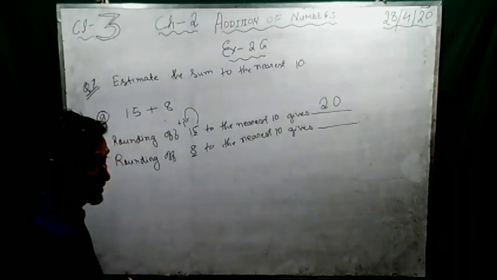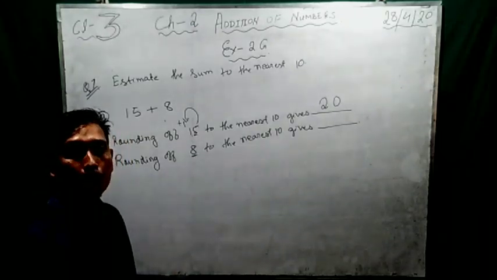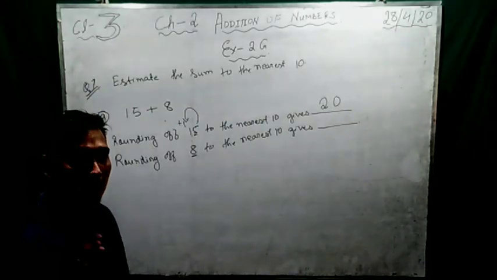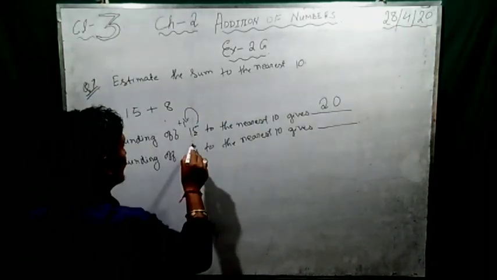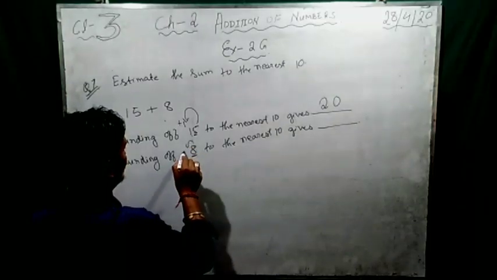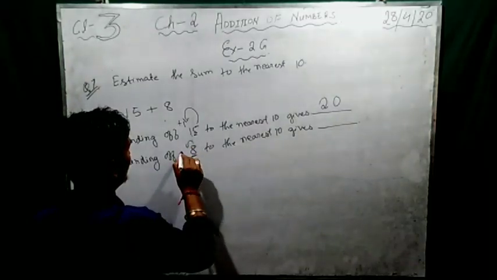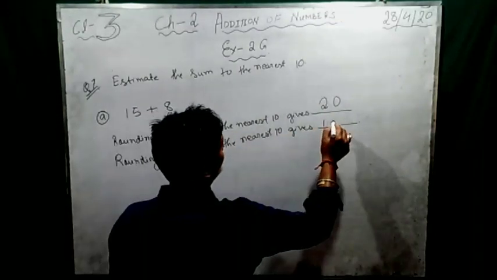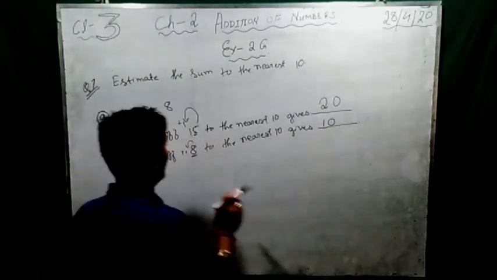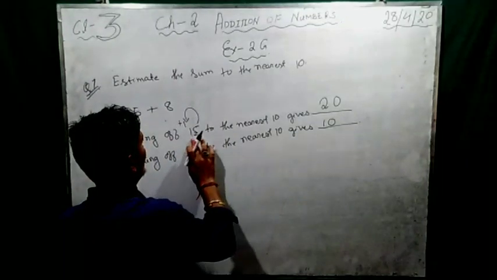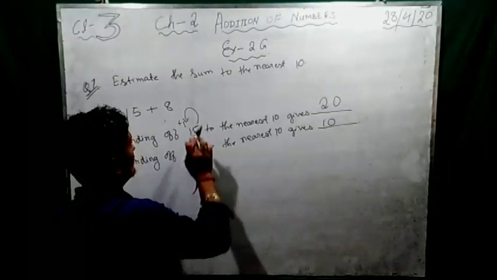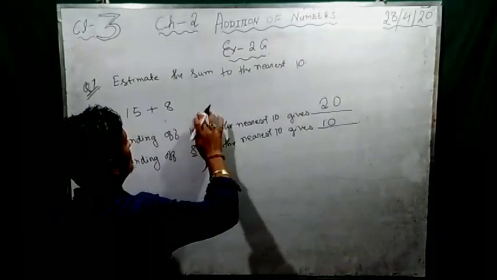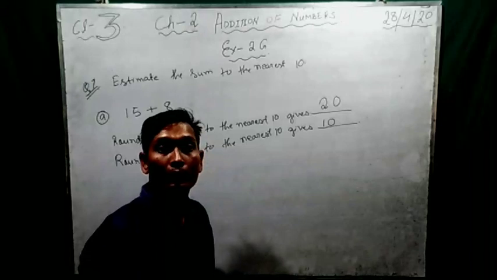And here, see, only the ones place number is there. So this is more than 5. So one number we have to add here. What is there? Nothing is there. So it will become 1, and in place of 8 we write 0. Clear? So 8 is nearest to 10 and 15 is nearest to 20.